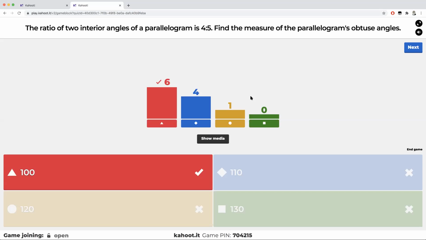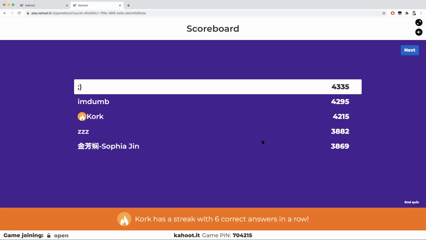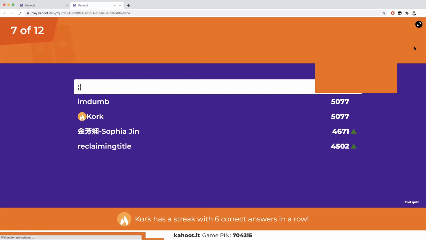I wonder how 4 people got 110. And we have smiley faces, still number 1. Nice.